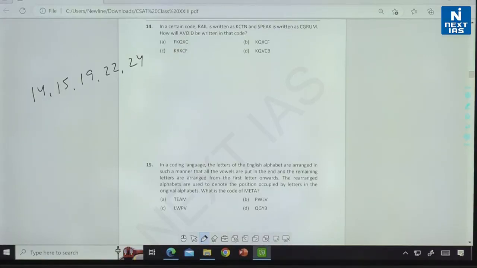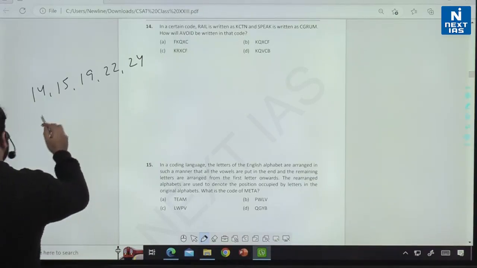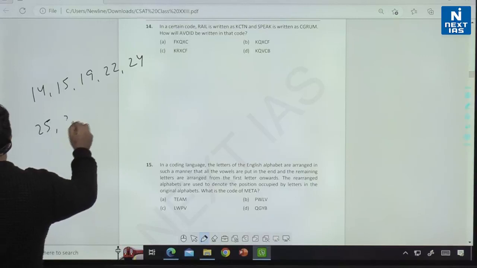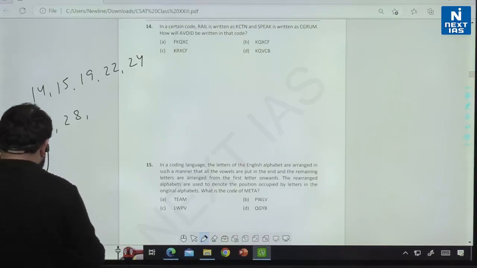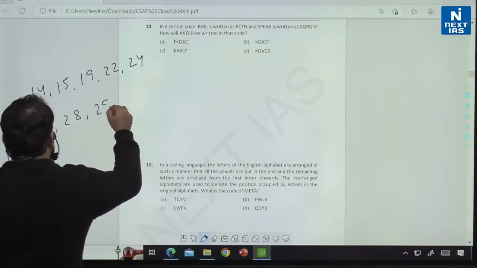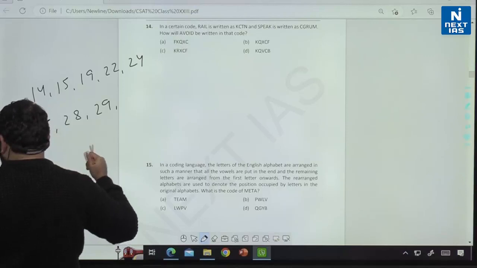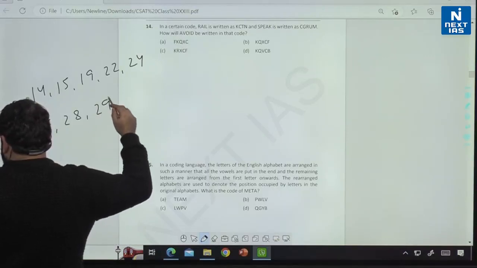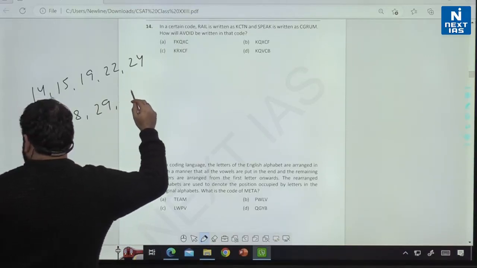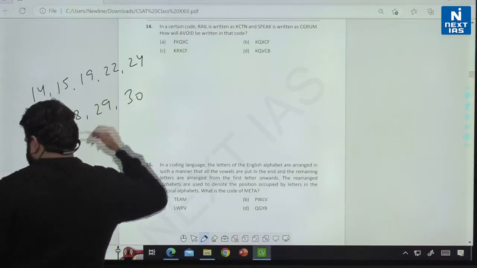All of you do one thing. Also try question number 25, 28, 29, 30.